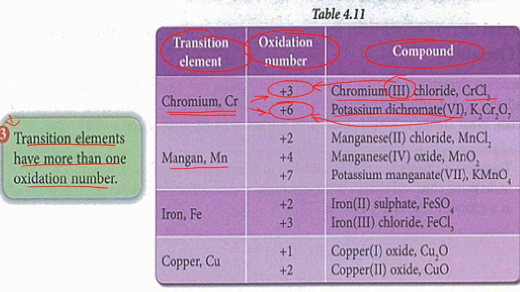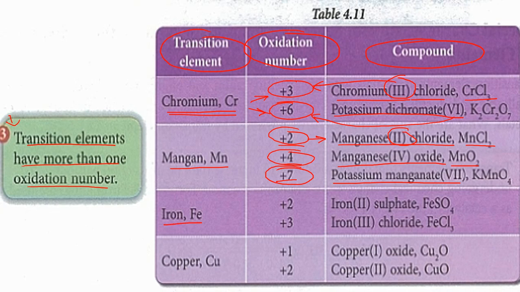Then we have manganese, Mn, either positive 2, positive 4 or positive 7. If positive 2, it forms compound manganese 2 chloride, MnCl2. So the 2 here refers to oxidation number 2. Okay, here manganese 4 oxide, MnO2. The 4 here refers to positive 4 oxidation number. Potassium manganate 7. The 7 here refers to its oxidation number, positive 7.